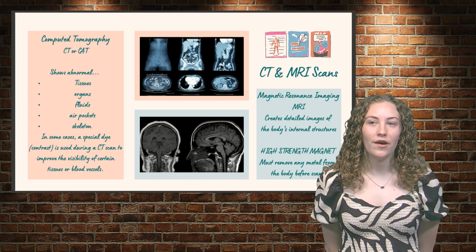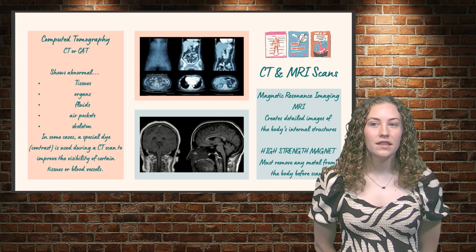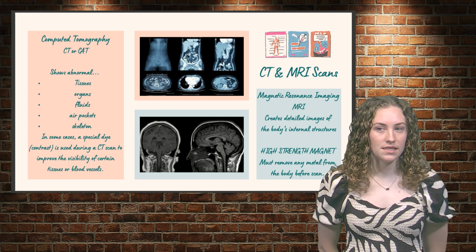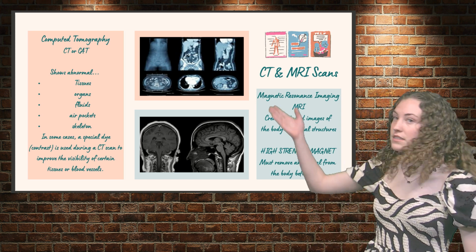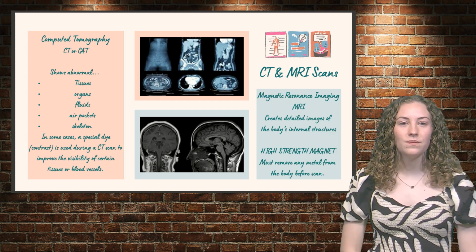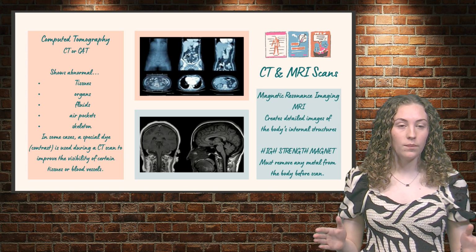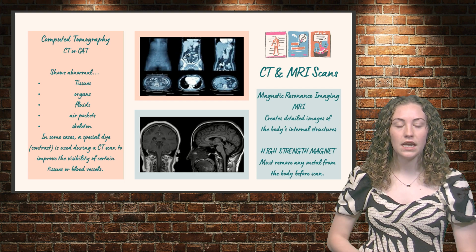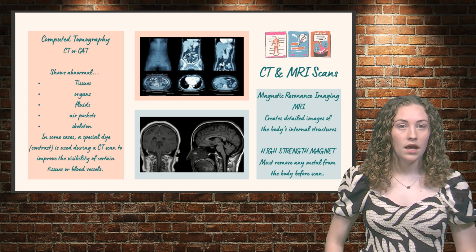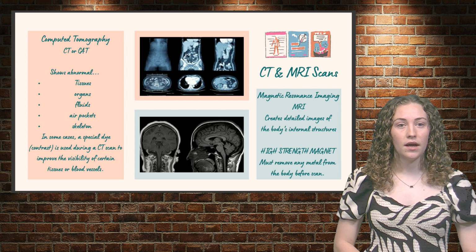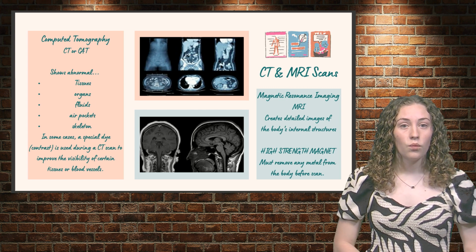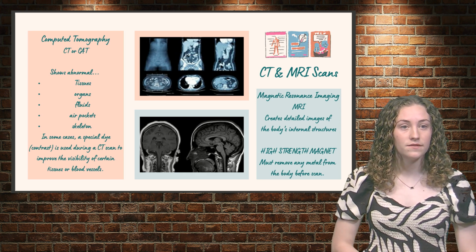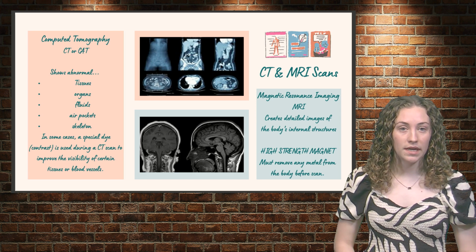Okay, next we're going to talk about a CT or CAT scan. This is going to show abnormal tissues, organs, fluid, air pockets, and skeleton. A CT scan, as you can see right here, is going to take a bunch of pictures of your body, and then you are going to be able to splice each of those individual pictures to see abnormalities within the body. It is commonly a large procedure and scan where you will slide into a huge computer and stay there for an extended amount of time while they take all of these pictures.